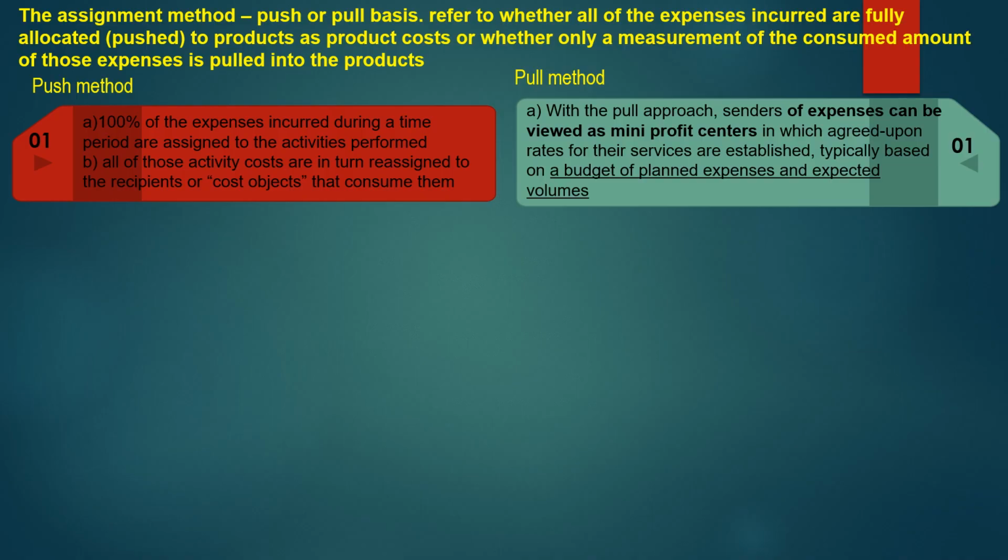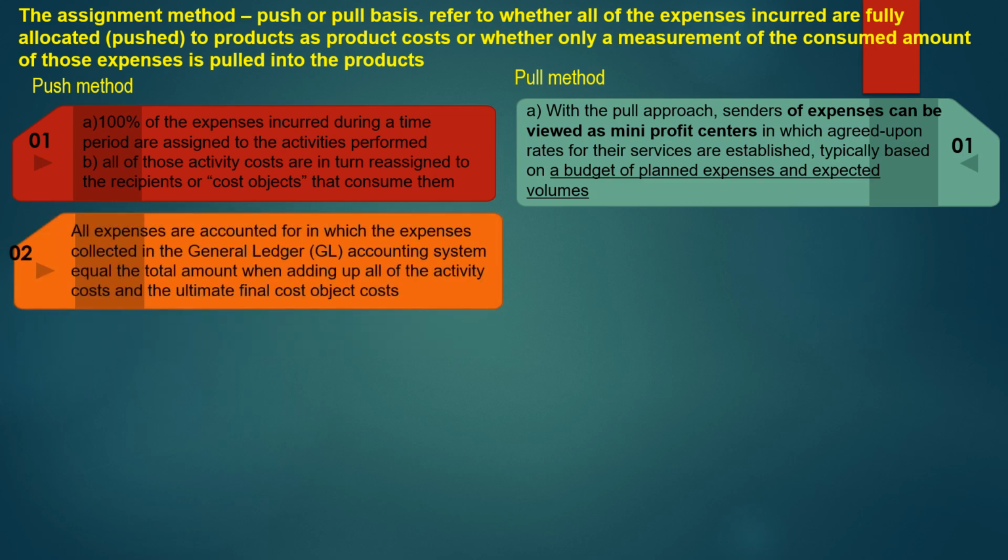Pull method. With the pull approach, the sender of expenses can be viewed as a mini profit center in which agreed upon rates for their services are established, typically based on budgeted or planned expenses and expected volumes. Under the push method, all expenses are accounted for, in which the expenses collected in the general ledger accounting system equal the total amount when adding up all of the activity costs and the ultimate final cost objects.